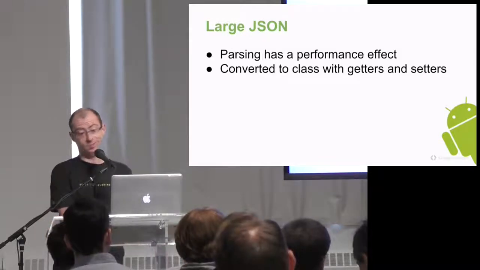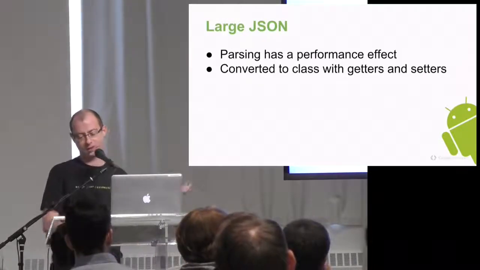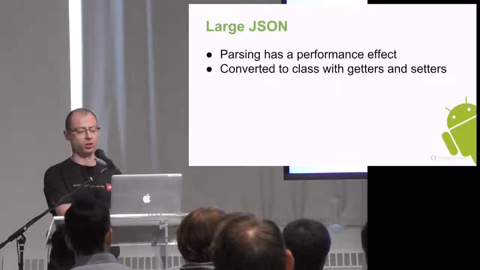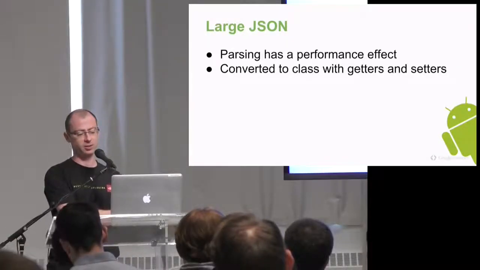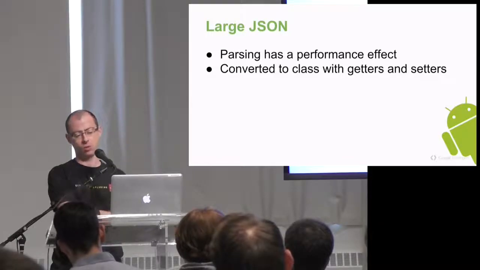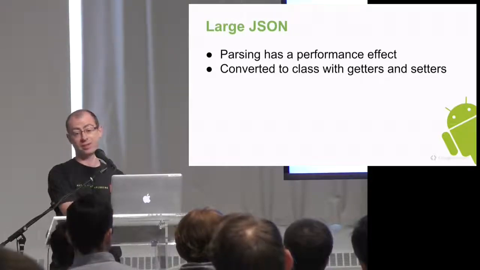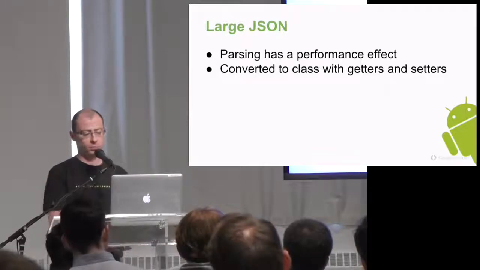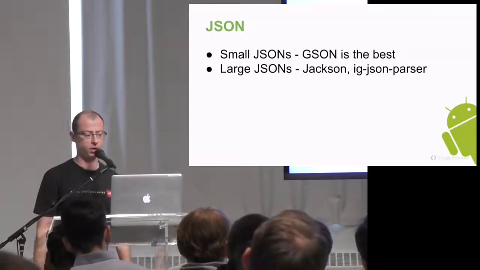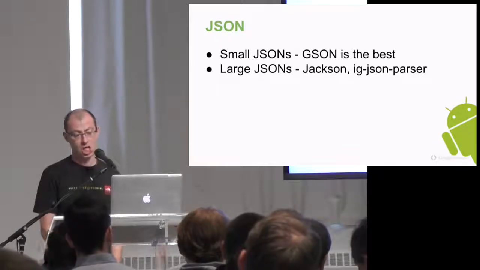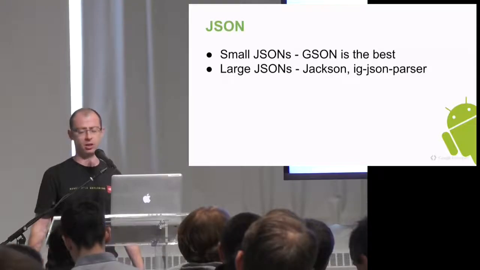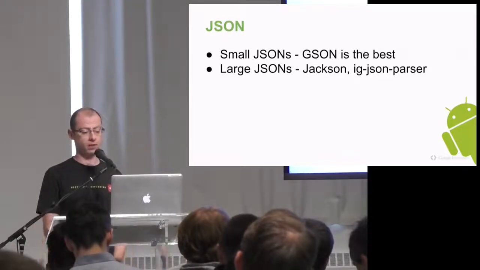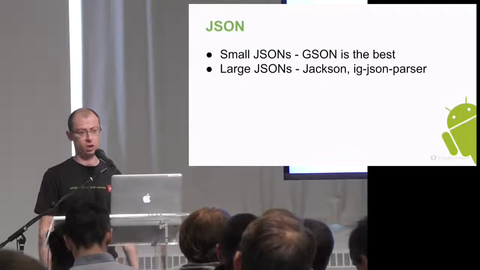Large JSONs. Yes, this is another component of things you shouldn't do on the UI thread, because parsing of large JSONs has a performance effect, especially if converted to a class with a lot of getters and setters. So what we have found so far is, if you have a small JSON, the JSON, also made by Google, gave the best results. However, if you have a large JSON, then question?